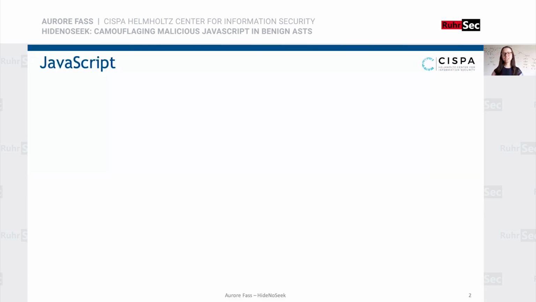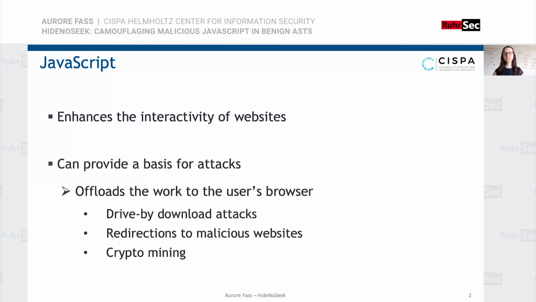Initially, JavaScript was invented to create sophisticated and interactive web pages. However, as it offloads the work to the user's browser, it can also be used to engage in malicious activities such as drive-by-download attacks, redirections to websites hosting malicious software, or crypto mining. The question is, how can we know if a given JavaScript file is benign or malicious?